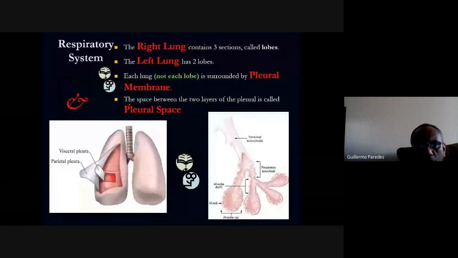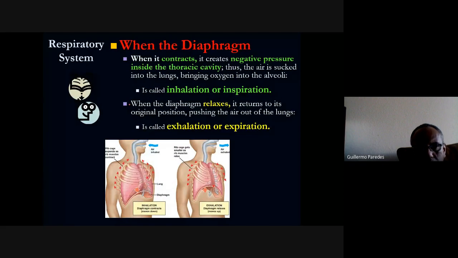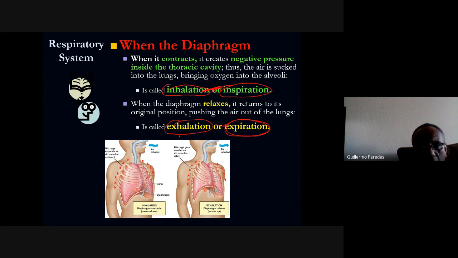I'm going to give you some examples at the end. All right, so we have the diaphragm. The diaphragm is a muscle, and this muscle is one of the respiratory muscles. When you inhale, the other name for inhalation is inspiration. You must know this. The name for exhalation is expiration. You need to know that.